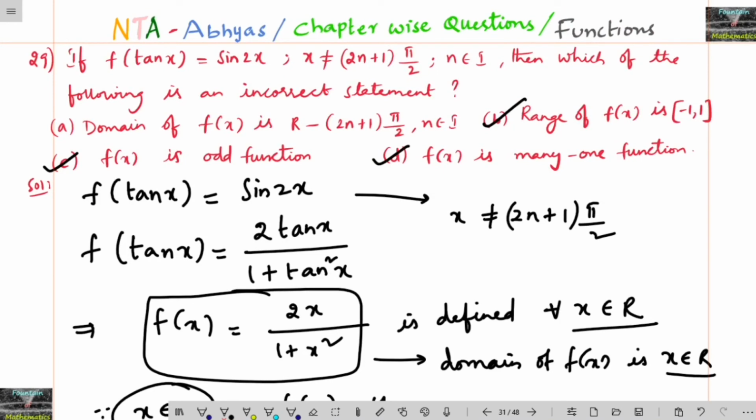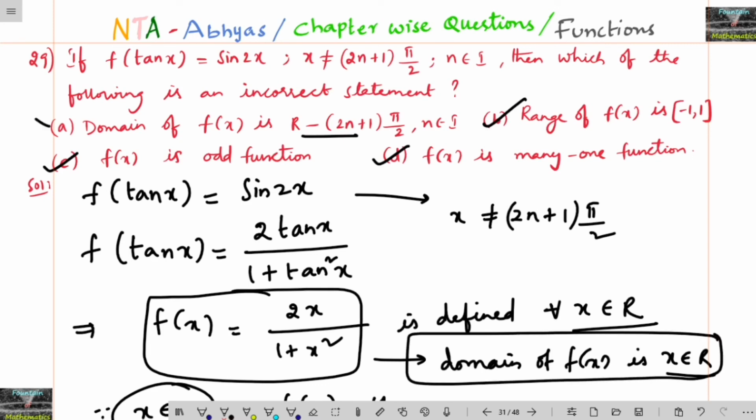f of x is a many to one function, and the domain of f of x is not this. The domain of f of tan x can be taken as R minus (2n plus 1) pi by 2, but the domain of f of x is given here, x belongs to R, so this is the wrong statement. So the incorrect statement is option A.